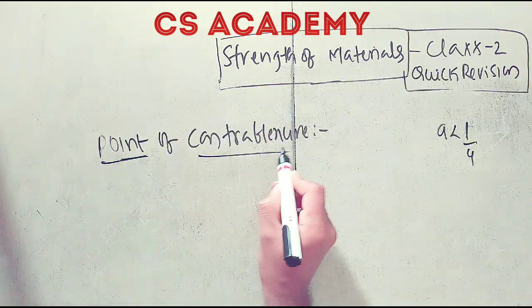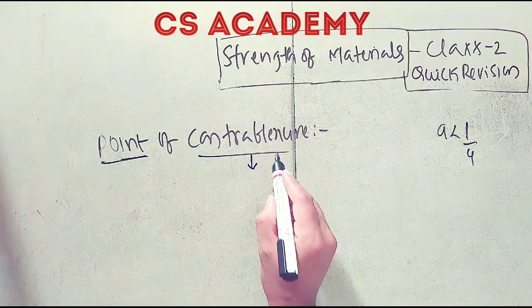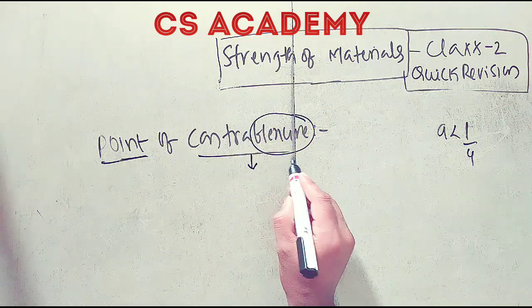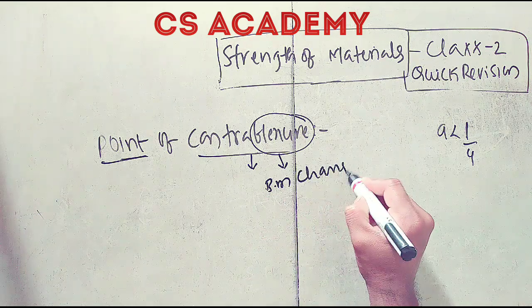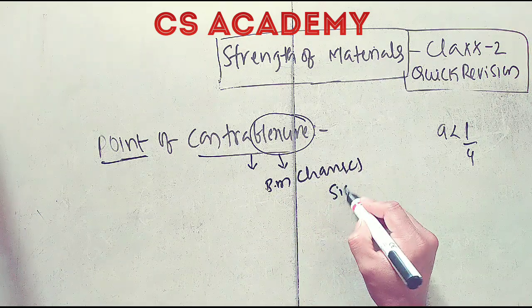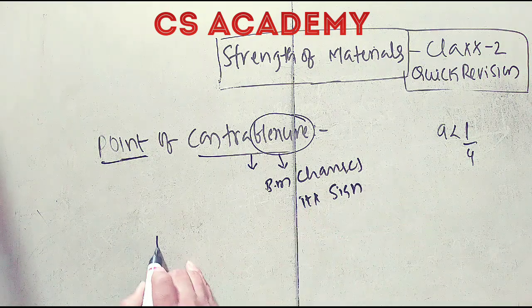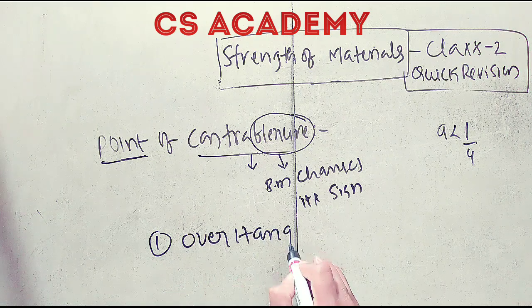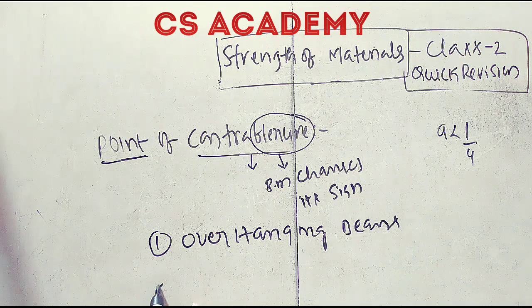An important concept is the point of contraflexure. First of all, what is the point of contraflexure? Flexure means it happens in bending moment. It is the point where the bending moment changes its sign. In most cases it happens in overhanging beams, and after that in continuous beams. This is a question they asked last time in the engineering external exam.